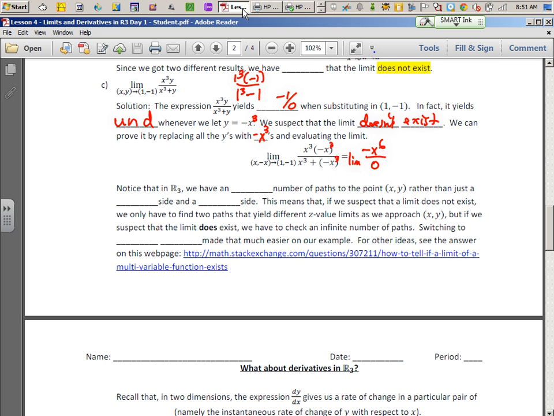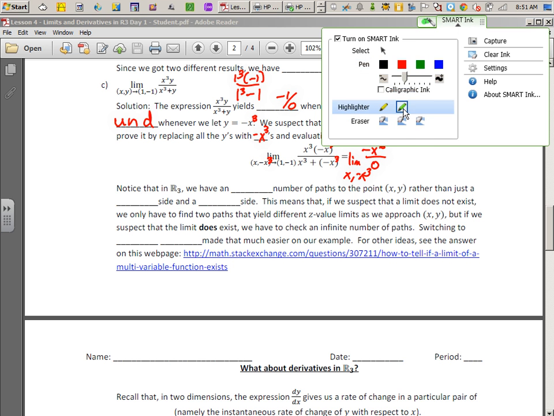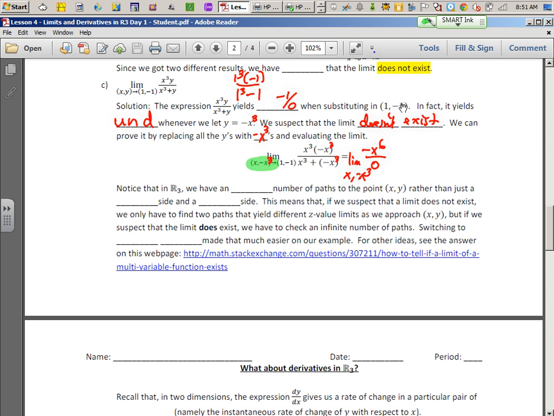This little limit down here should say x comma negative x cubed, right here, under the limit. So if negative x cubed is going to 1, negative 1, that's just the same thing as saying x is going to 1. So let me fix that here. And this is undefined always. So this one doesn't exist.